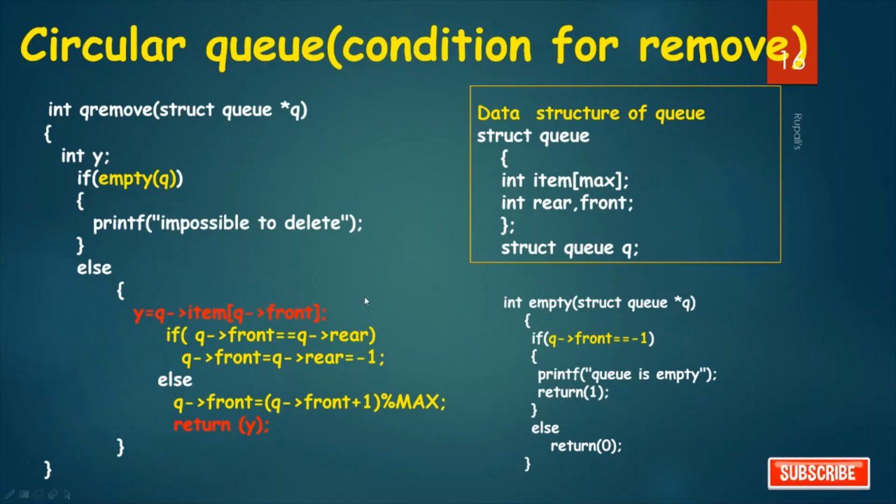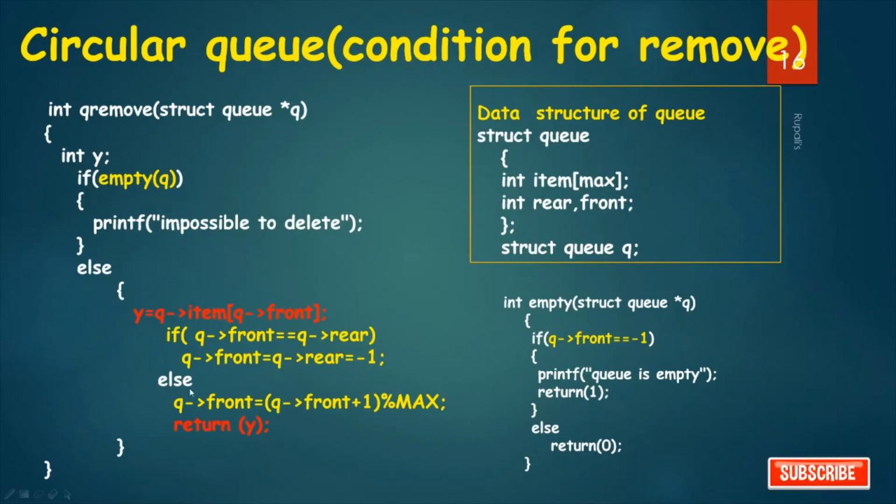Now if there is a single element in the queue, after deletion there is no element in the queue, the queue becomes empty. How can we check whether there is a single element in the queue? If the values of rear and front are equal, then we can say that there is a single element in the queue. So after deletion, your queue becomes empty. So make both rear and front as minus 1.